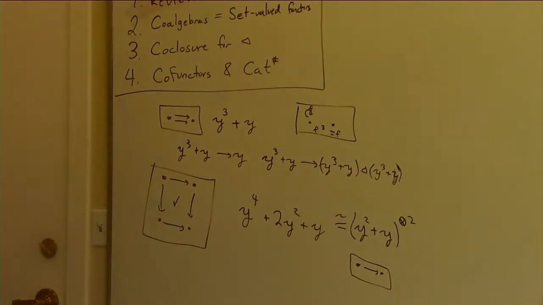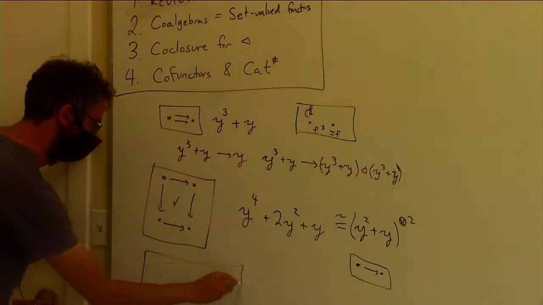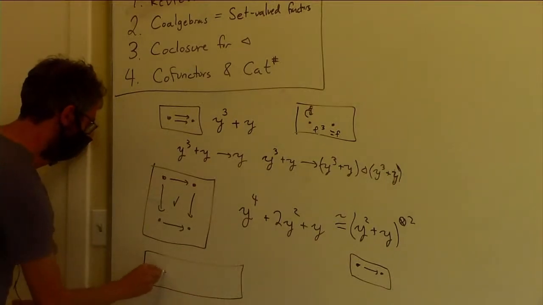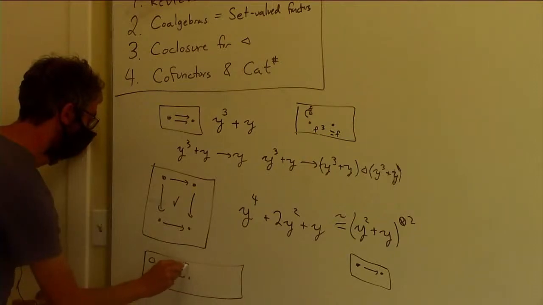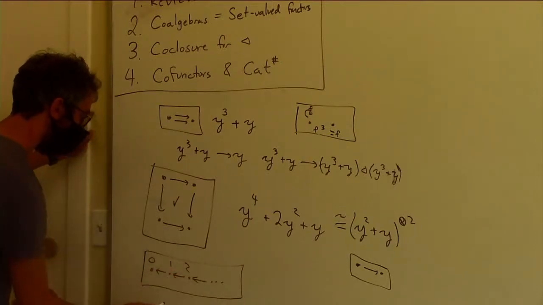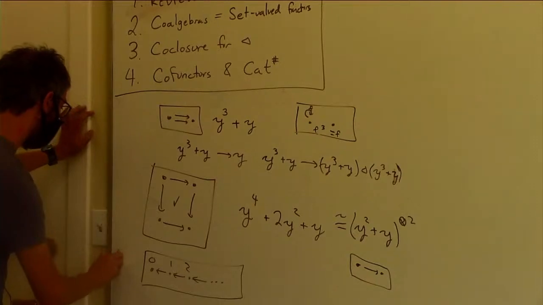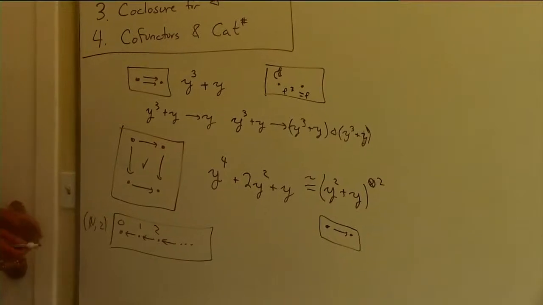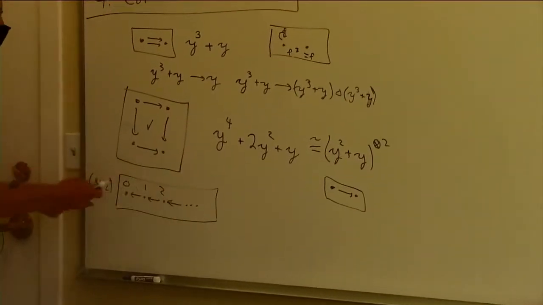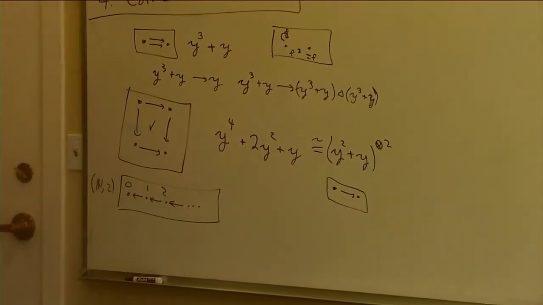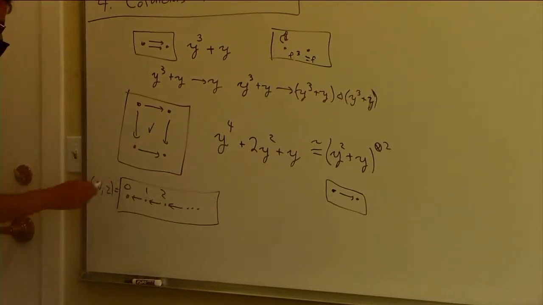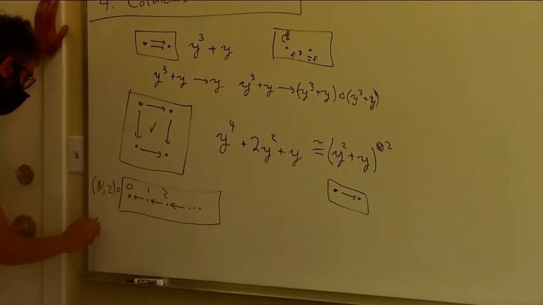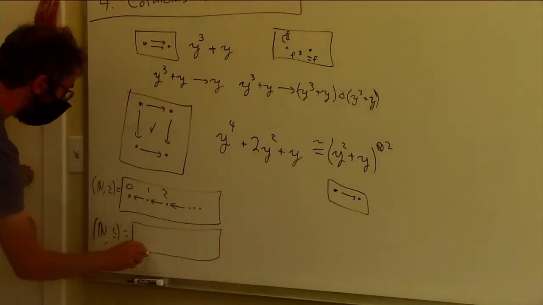Let me give you a couple more. Here's 0, 1, 2, and so on. Let's call this category n greater than, because the objects are the natural numbers, and there's a morphism from i to j if i is greater than or equal to j. But then there's also this one, n less than, and that's the exact opposite category.